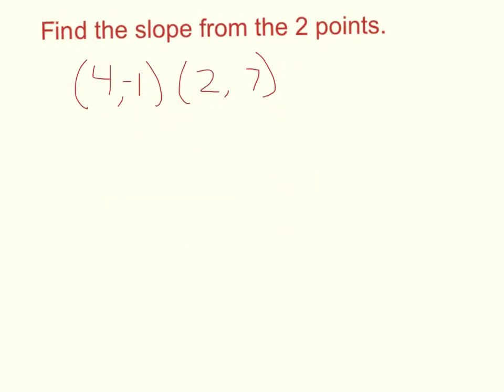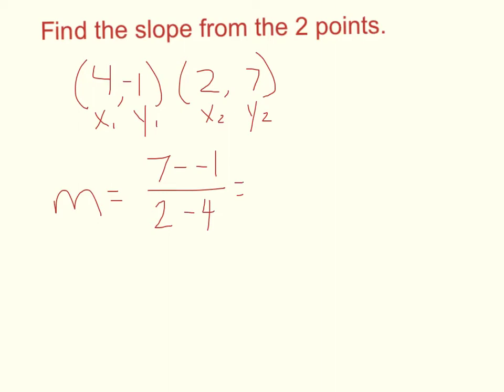Alright, so let's find the slope from these two. So again, I label it every time. It makes it much easier. x1, y1, x2, y2. Okay, so my slope, or my m, is going to be y2, which is 7, minus y1, which is negative 1, over my x2, which is 2, minus x1, which is 4.